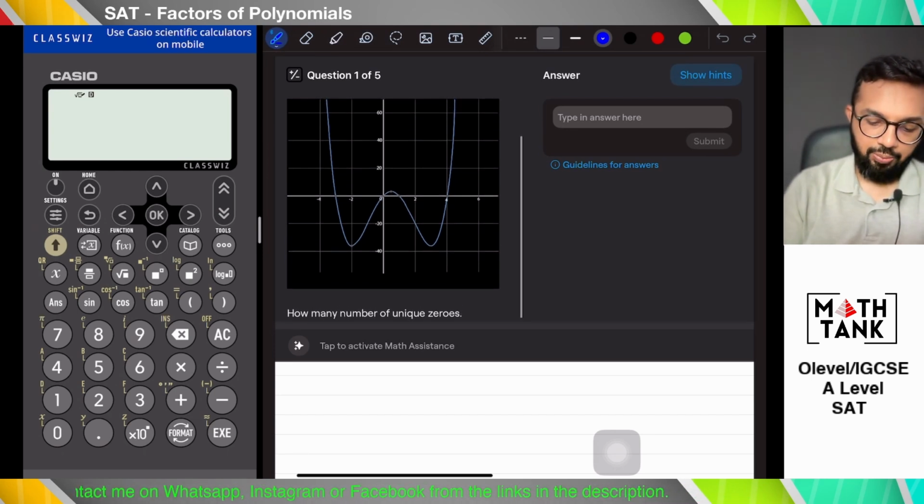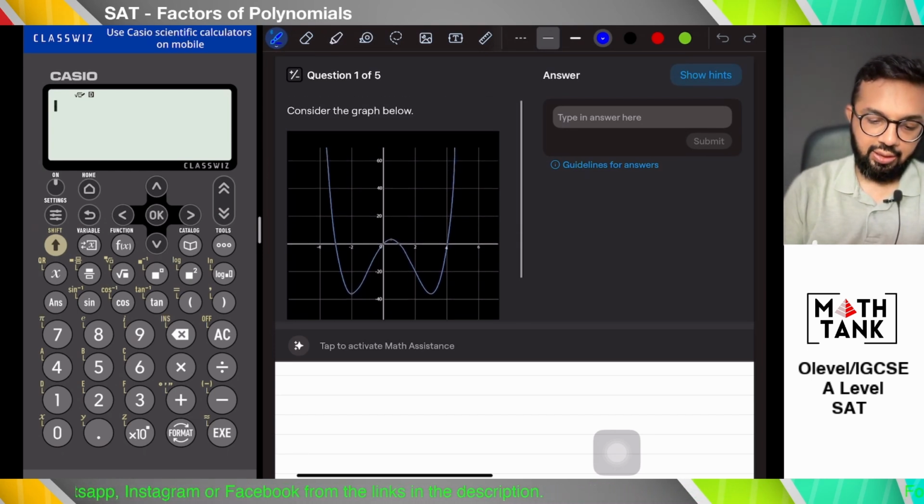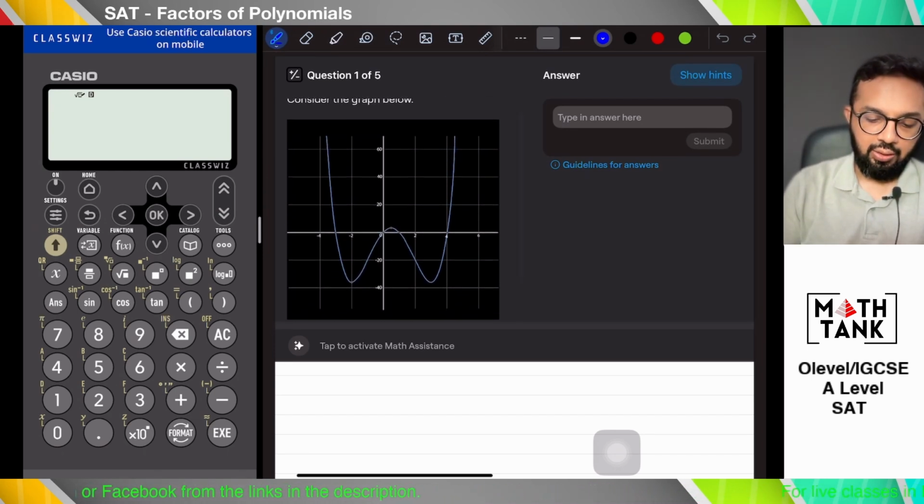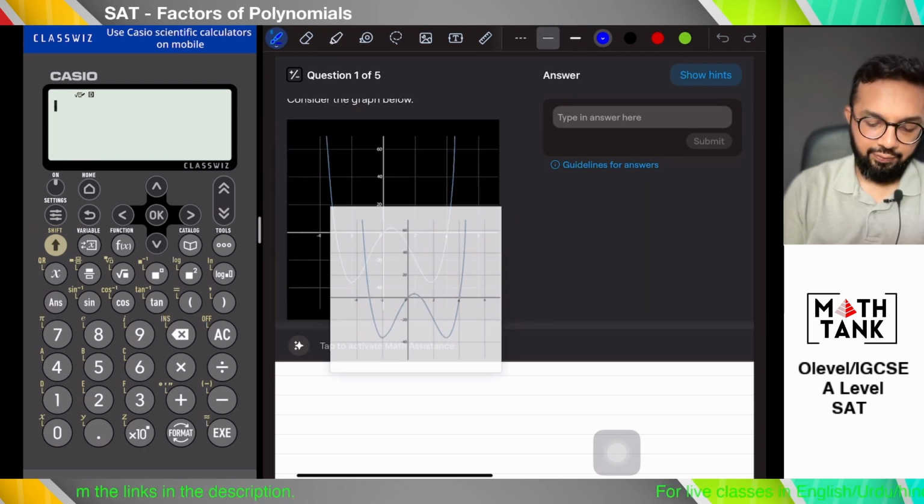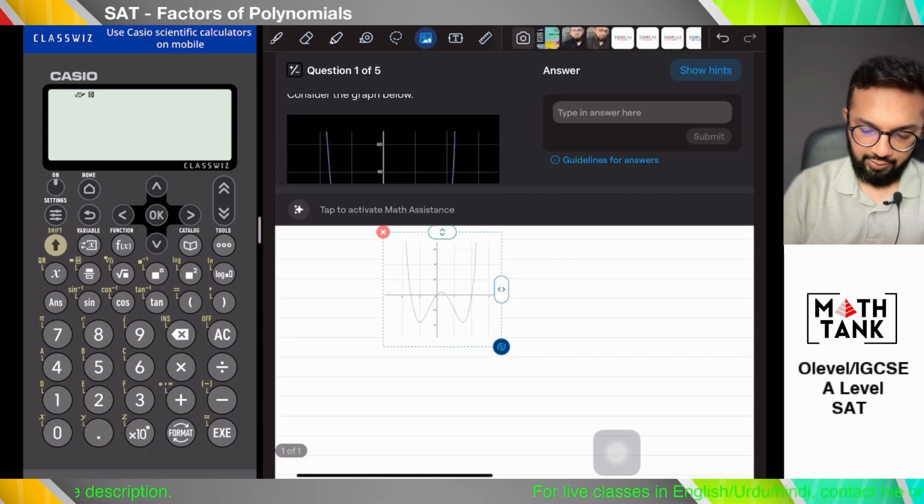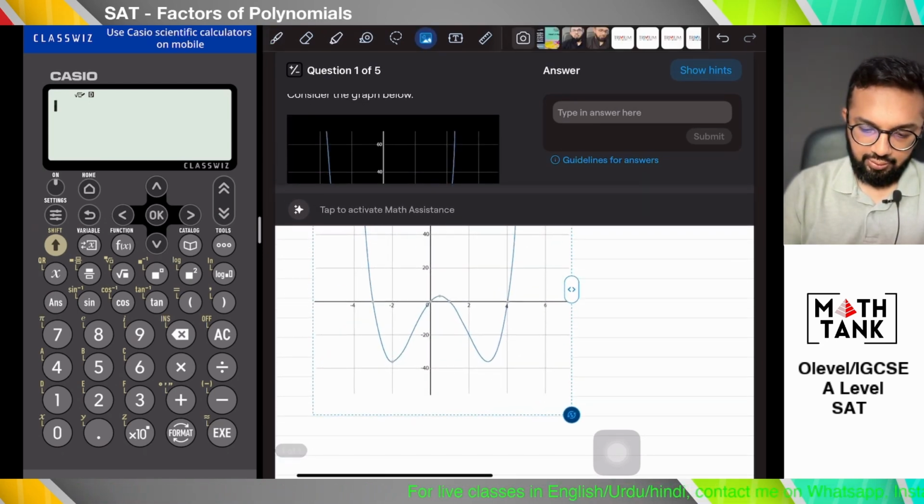Today's topic is factors of polynomials, and let's see the first question. Question number one says, how many unique zeros are there in the graph above? Okay, so zeros are where the y value of the graph is 0. Okay, so let's check.